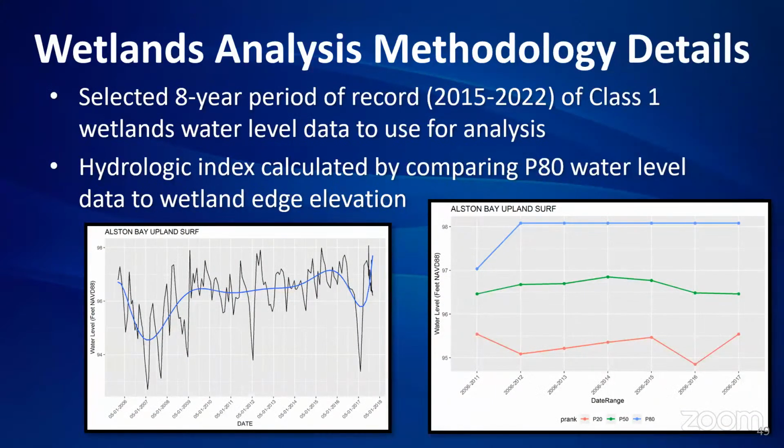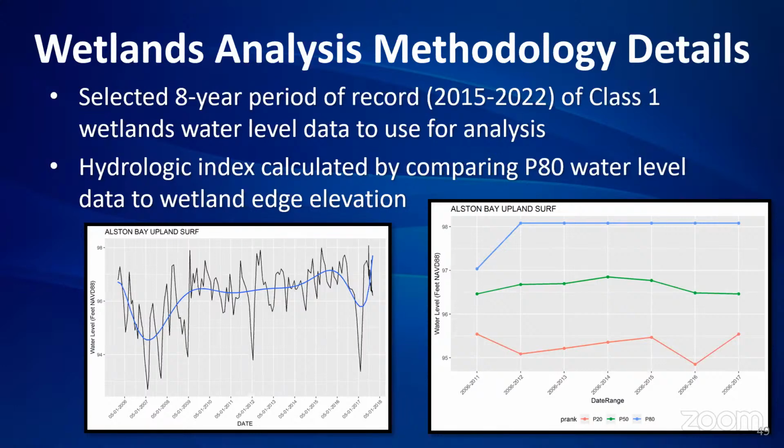As a result of extensive statistical and exploratory work, we selected Class 1 wetland water level data from 2015 to 2022, an 8-year period of record to use for our analysis. And by the way, for comparison, water level data from 2006 to 2011, which was a 6-year period of record, was used for the 2015 analysis, while a 9-year period of record, 2009 to 2017, was used for the 2020 analysis.